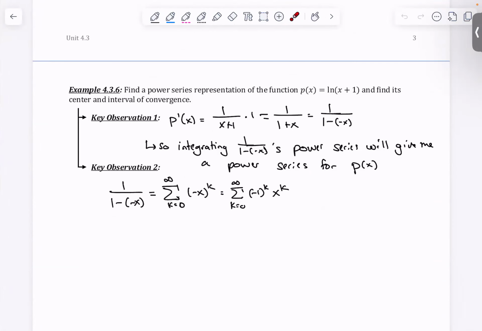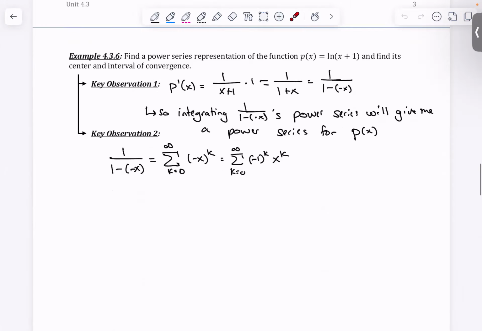So P of x is natural log of x plus 1. If you take the derivative of that, you get 1 over 1 plus x, which is 1 over 1 minus negative x, to get it into the geometric series form. So if we find the geometric series for 1 over 1 minus negative x and integrate it, we will get the power series for P of x. And that's what I did down below. I rewrote it as a geometric series, and we've got that.